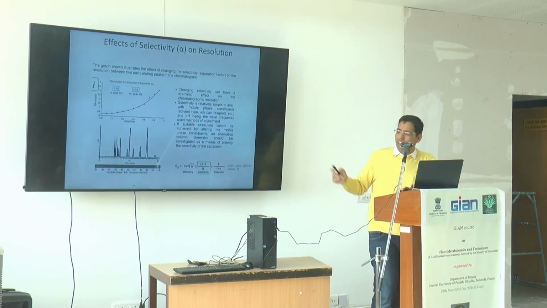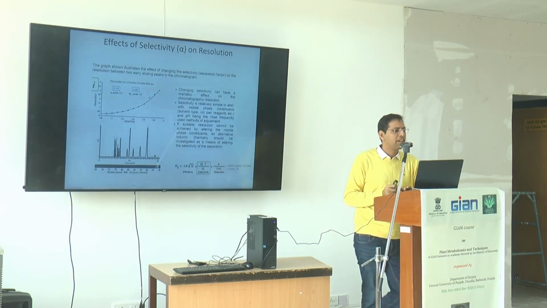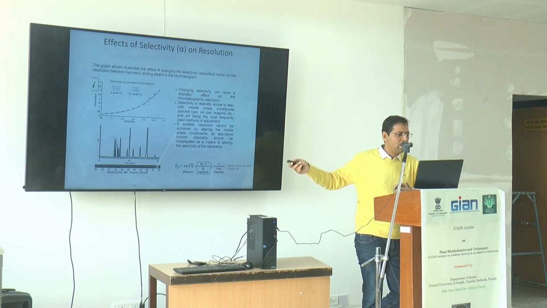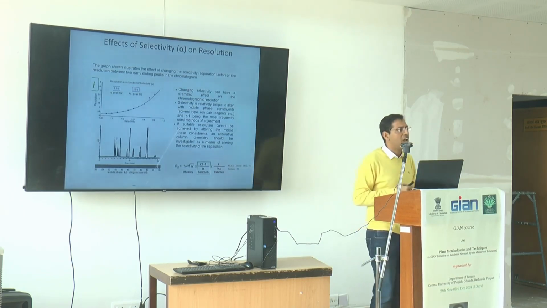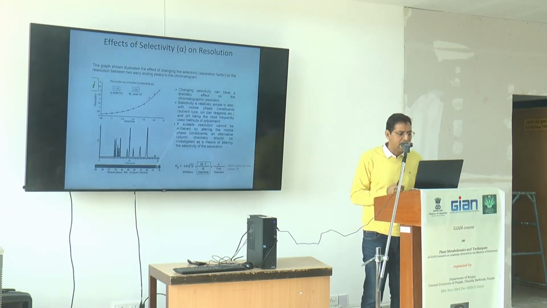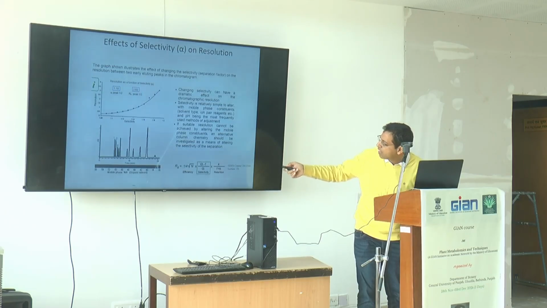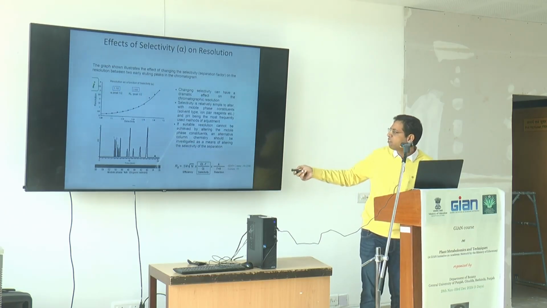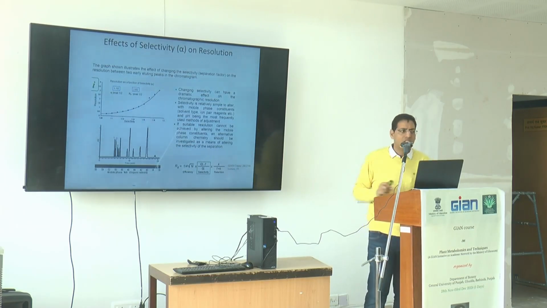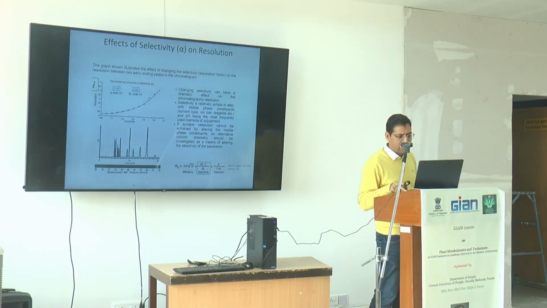See another one here, that is the effect of the selectivity on the resolution. Selectivity is what I told you about, the alpha. See here, resolution: a change in selectivity has a dramatic effect on the chromatographic resolution. You can see here the selectivities 1 and 2, and this is the formula we have to use for the selectivity, that is alpha minus 1 divided by alpha.